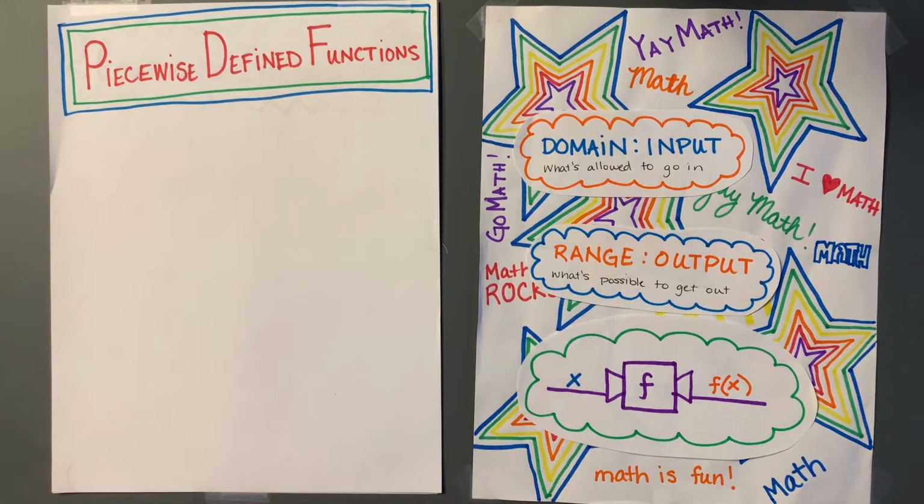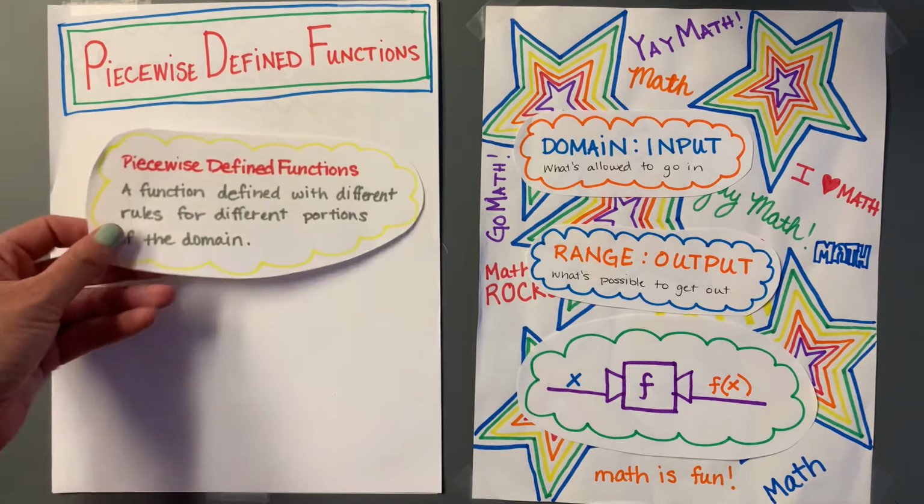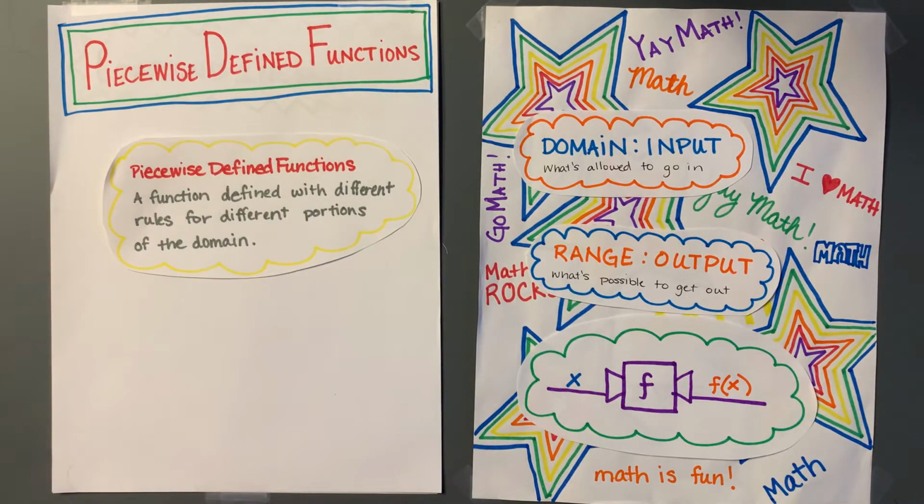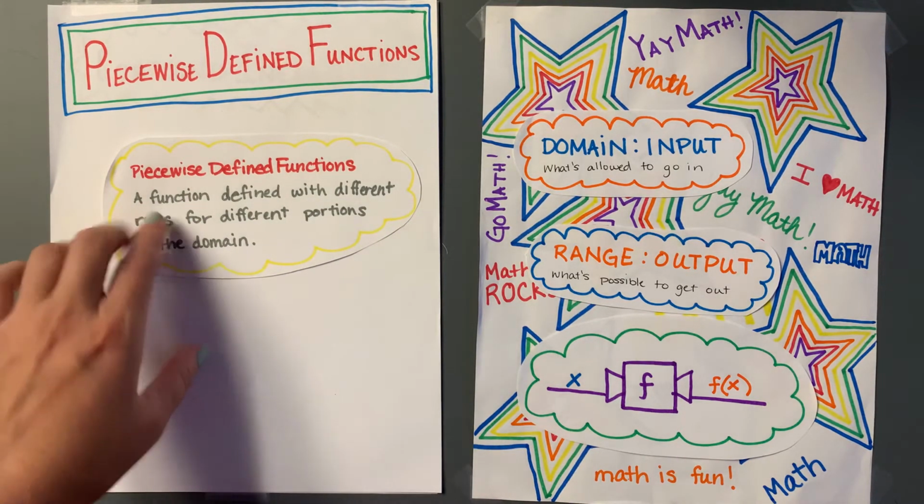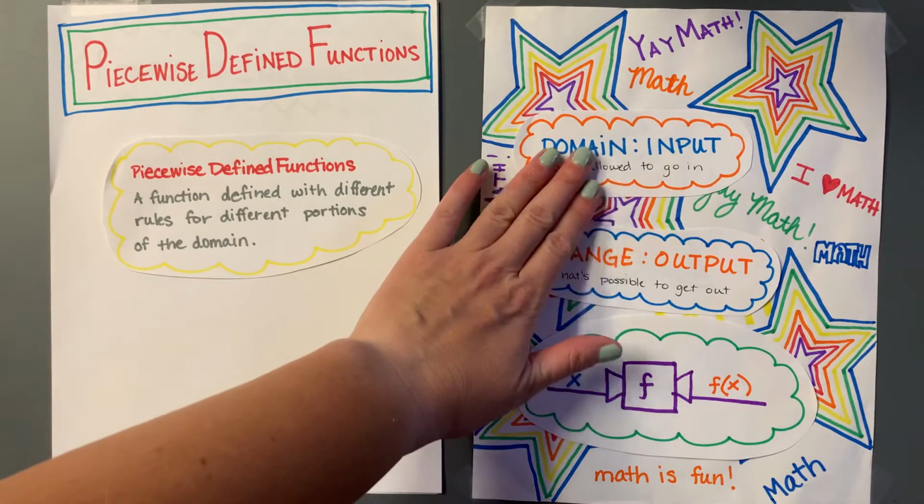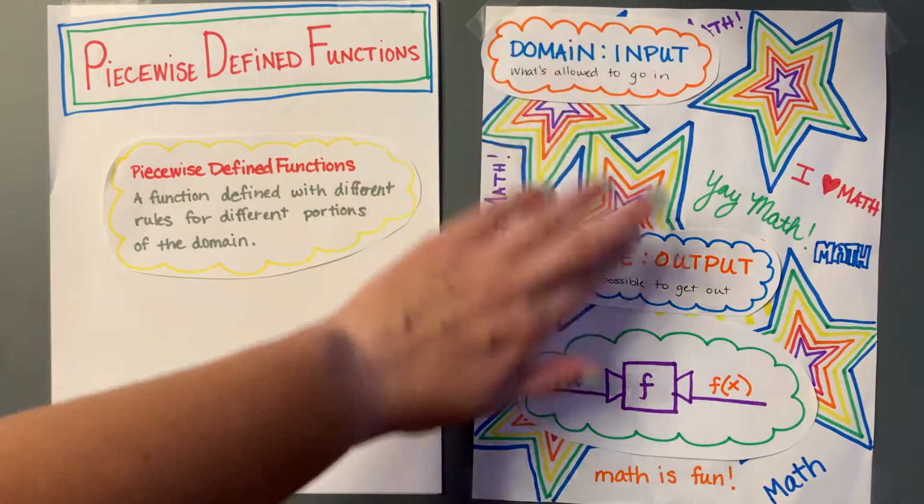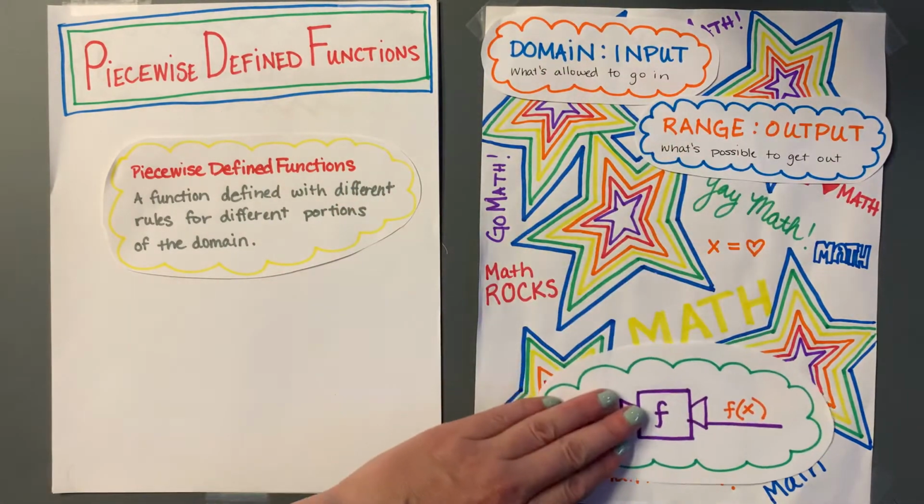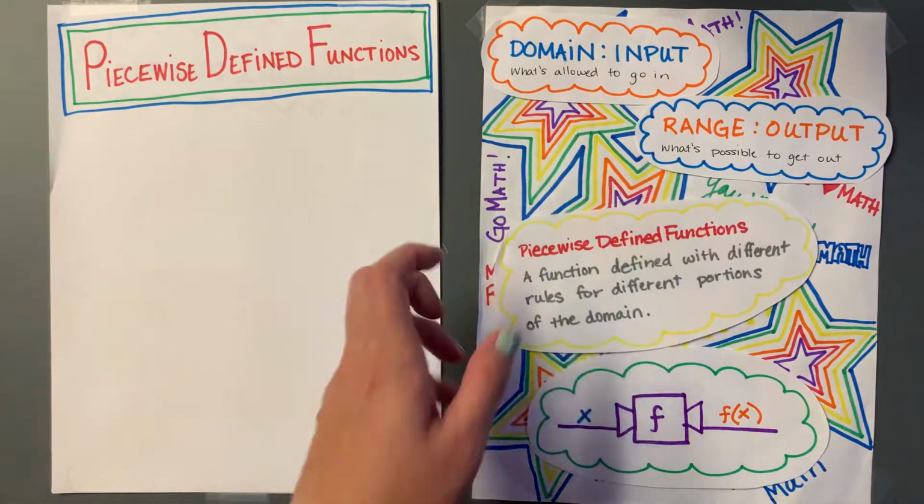Welcome back. We're continuing to look at piecewise defined functions. In our last video, we looked at what a function is. So a piecewise defined function is a special type of function. It is a function defined with different rules for different portions of the domain. So remember, the domain is our input and the range is our output.